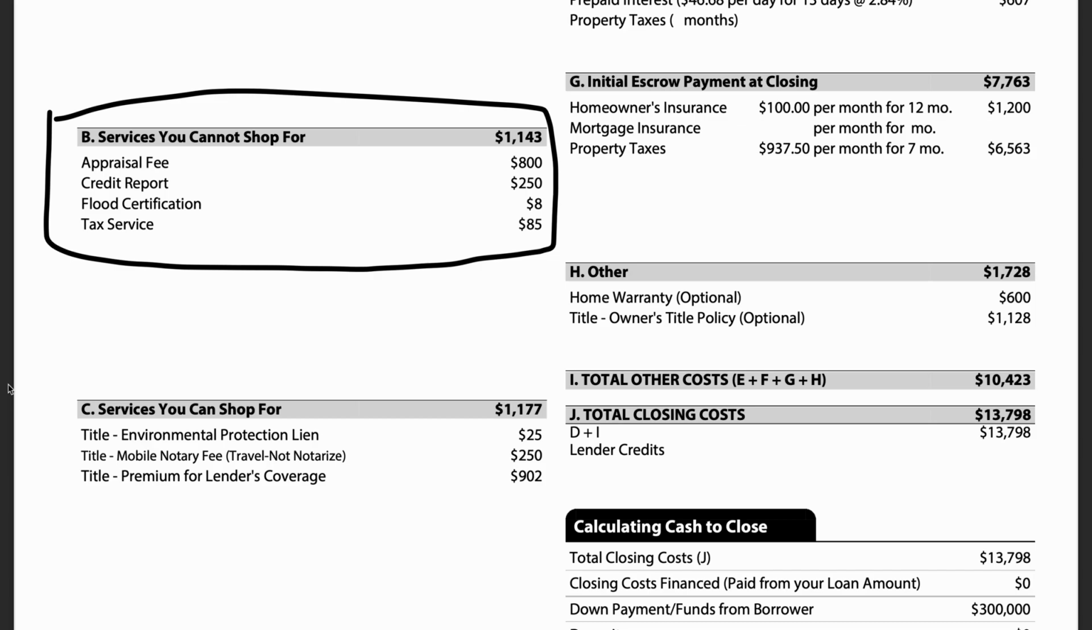The appraisal fee is when you pay the lender to do the appraisal for the property that you are either purchasing or refinancing. Flood cert is where they make sure you're not in a flood zone, and they charge you for that. These are services that you usually cannot shop for, and the lender does them for you. And then you have a tax service fee in there as well.